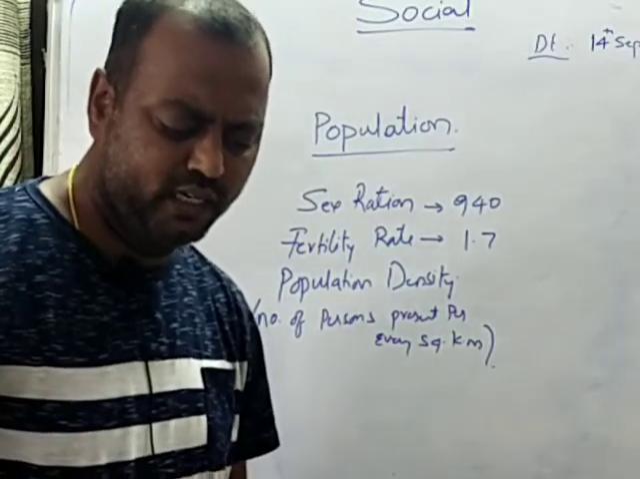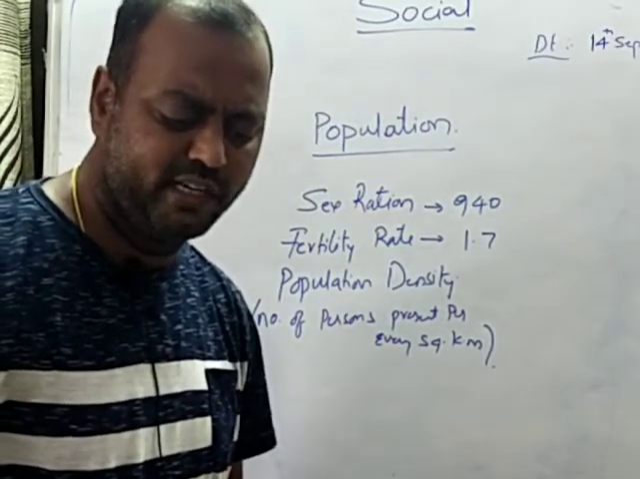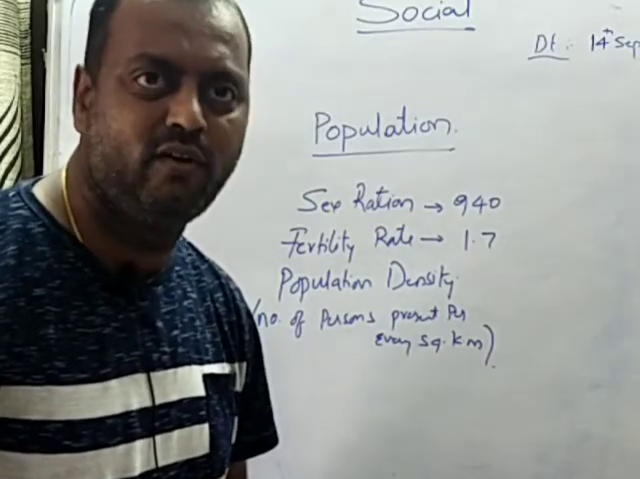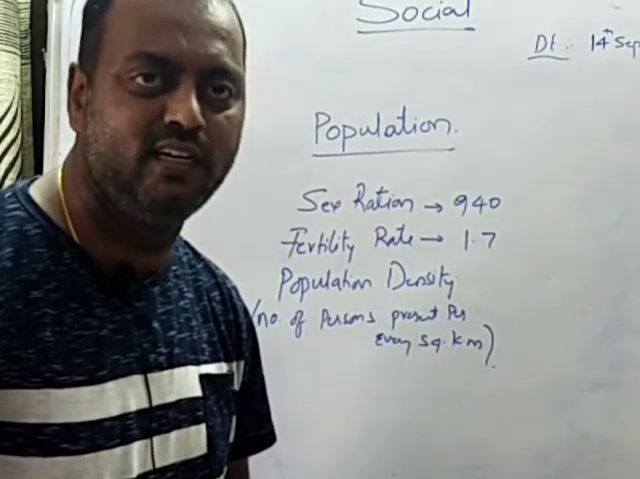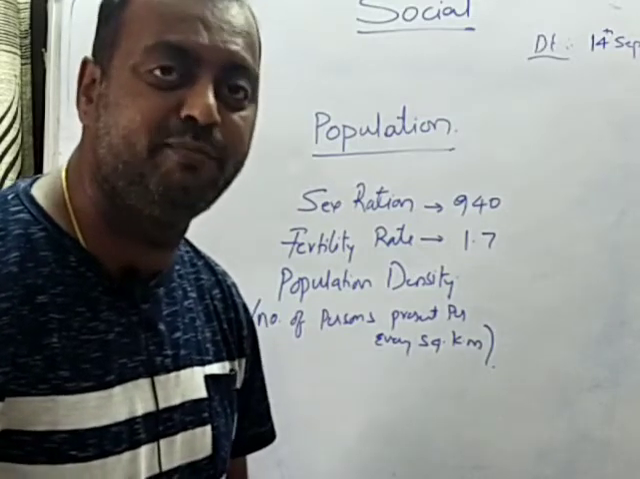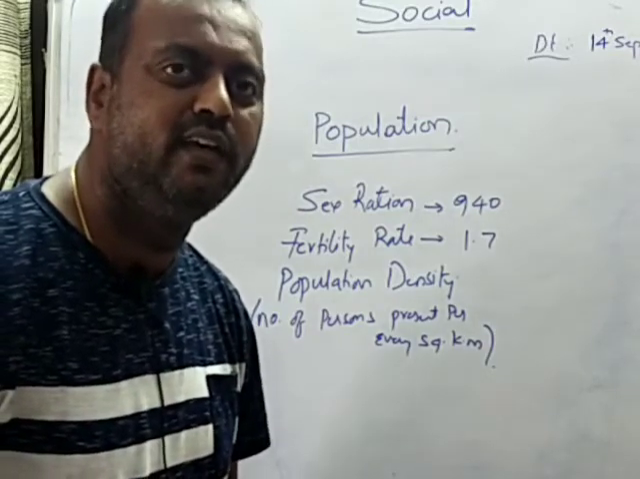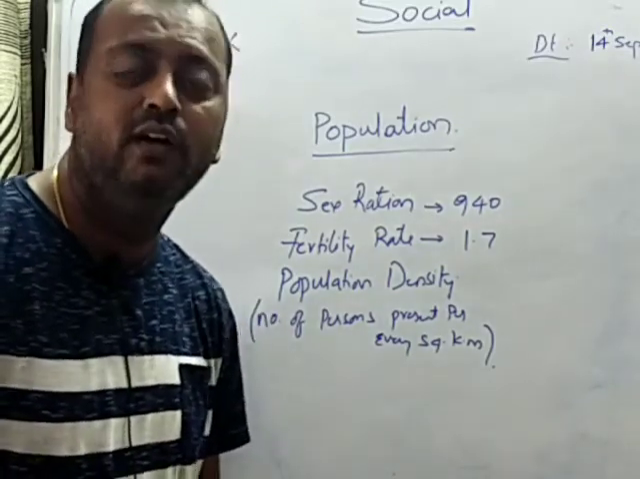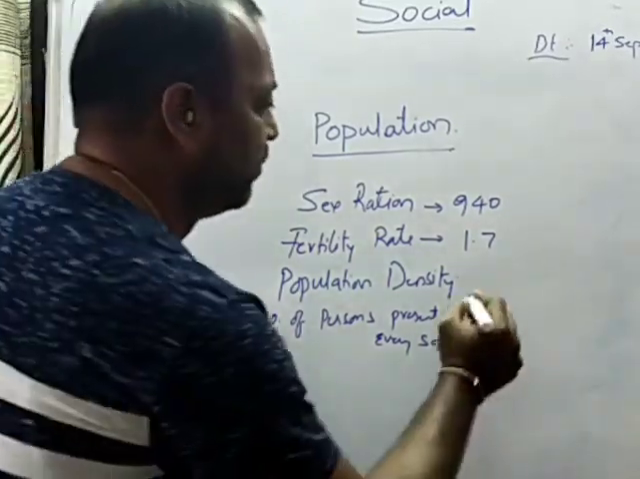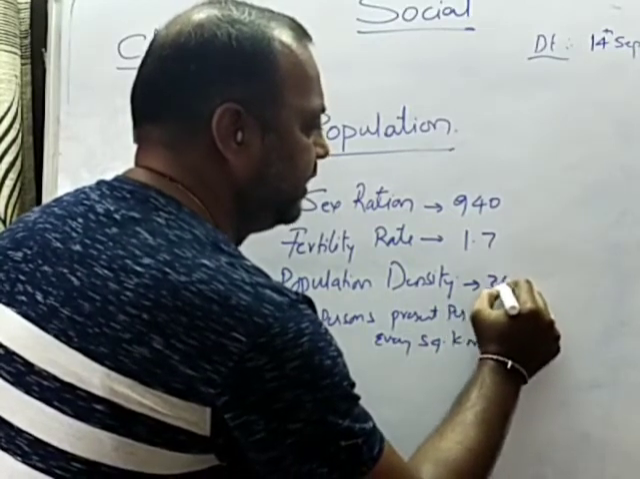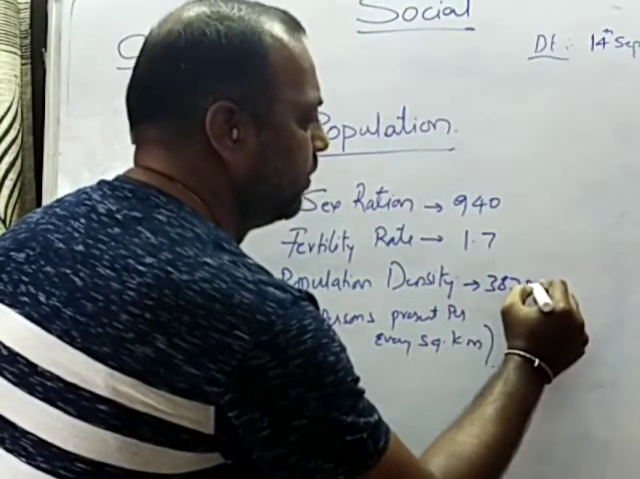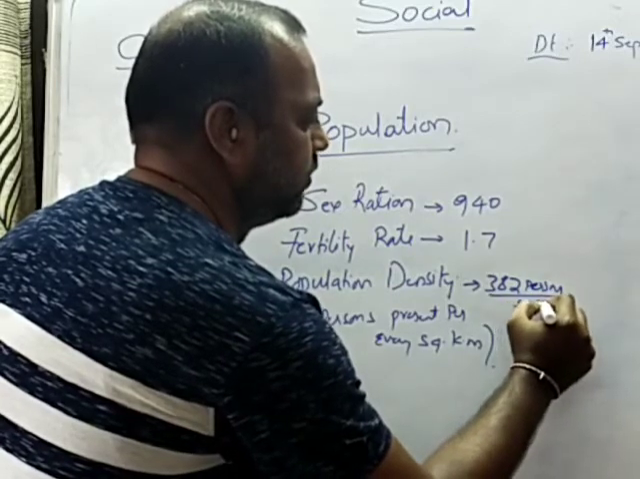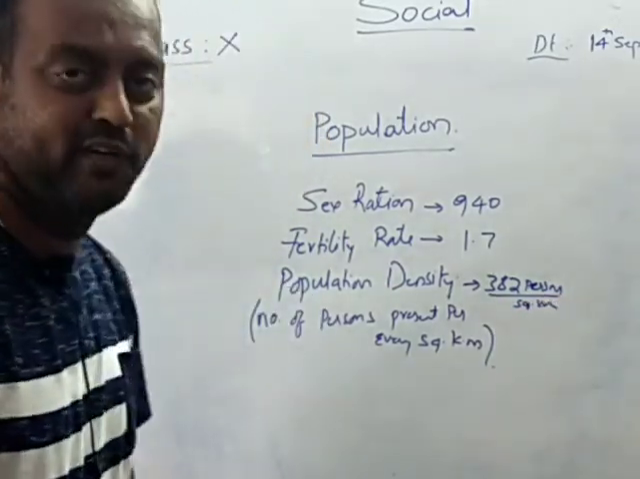So if you look at the population density, India is one of the most densely populated countries in the world, and the population density according to the 2011 census is 382 persons per every square kilometer. India has 382 persons per every square kilometer. Please, this is one of the most important questions. The density of population is 382 persons per square kilometer. That is the density of population of India.